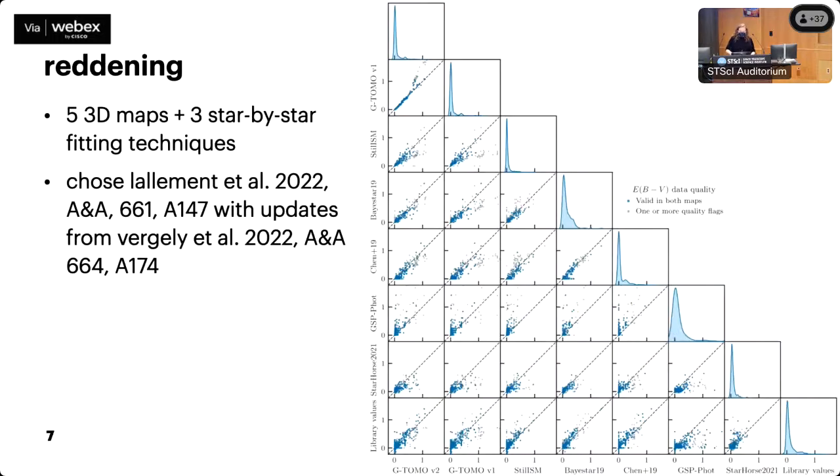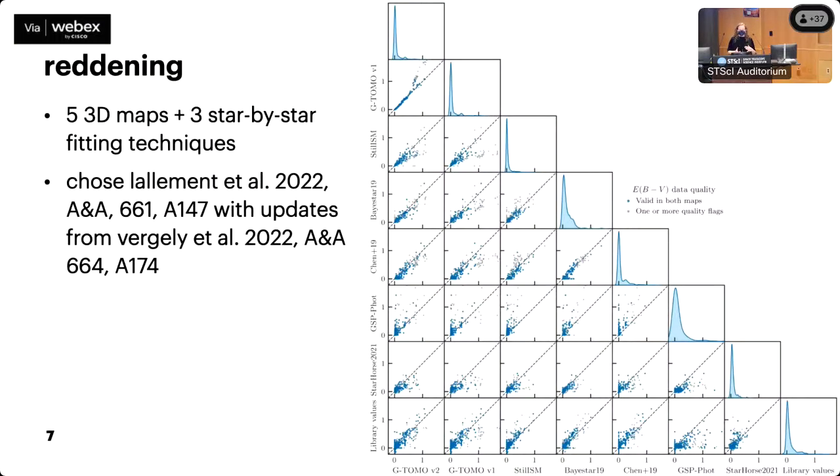And for reddening, I compared values from 5 different 3D maps and also 3 different star-by-star fitting techniques. And please don't try to read this corner plot. But the upshot is that they're all mildly different, but not at a level that actually really mattered when it came to our final results, because we ended up rejecting a lot of the high reddening ones anyway. And the one we ended up going with is from Lallement et al. 2022, which is a 3D map based on Gaia EDR3 that had the most complete 3D all-sky coverage out of the ones that we looked at.